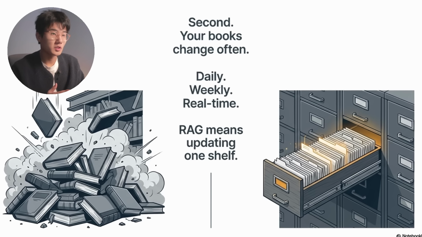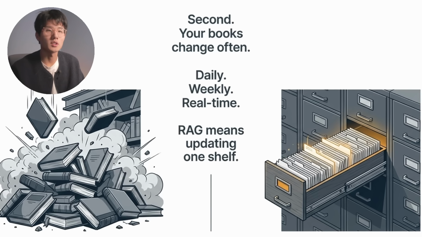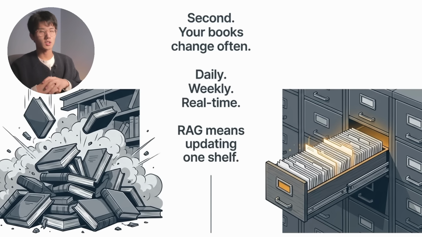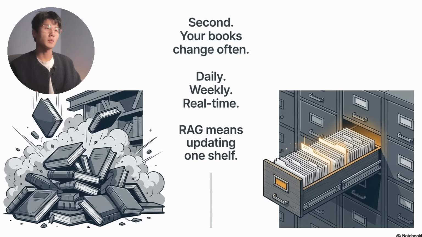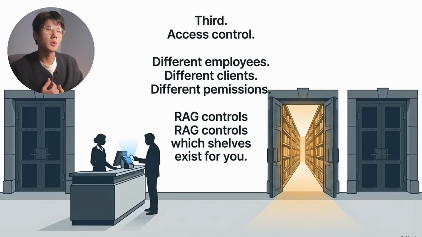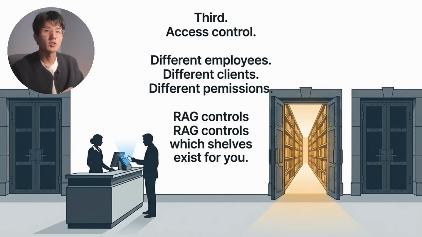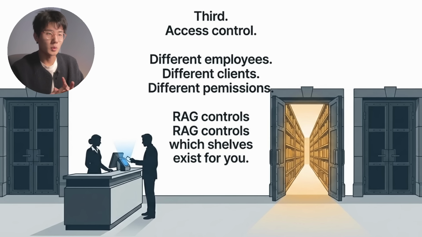Two, your books change often. If your data updates daily, weekly, or even in real time, you need a system that can search the current version. Long context means reloading everything every time something changes. RAG means updating one shelf and the card catalog stays current. Three, not everyone should see every book. If different employees or clients have different access rights, permissions, you need a librarian that checks badges before pulling books from restricted shelves. Long context just dumps everything on the desk. There's no access control there.